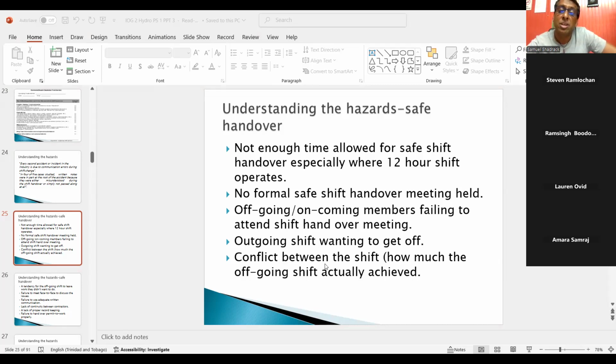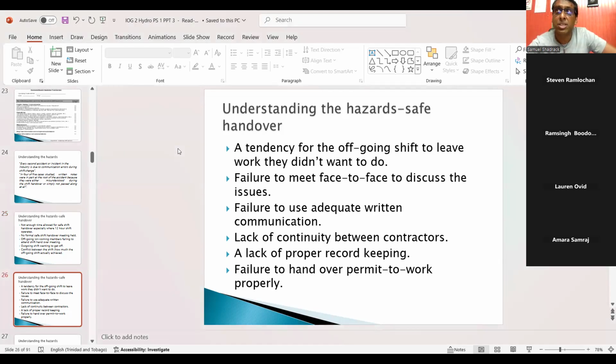How much the off-going shift actually achieved, and was that communicated to the incoming shift anyway, right? Again, those of us who know about shift work know that sometimes the night shift doesn't do as much as we would want them to do. A lot of people like to work nights because you could take a good sleep, right? But it's all about the money, right? And so how much was really achieved if you had X to do, etc., right?